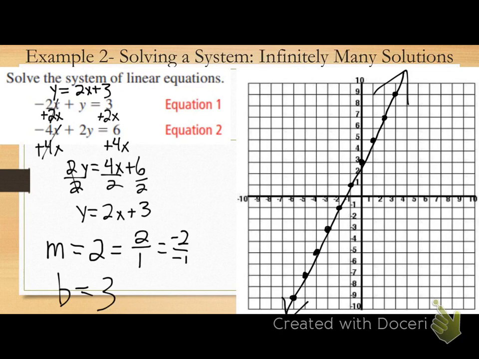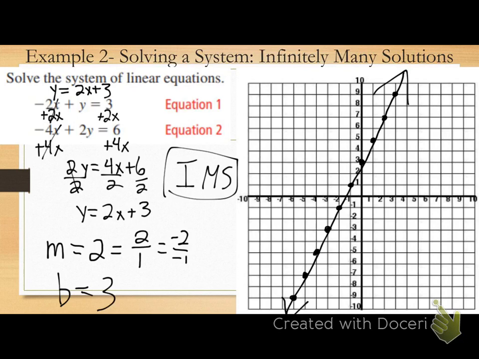So, this is both of my lines graphed on the same graph right now because they're the same slope, same y-intercept. So if we get the same line, once again, what's our answer? IMS, infinitely many solutions. Because we're looking for the point of intersection, these two lines are intersecting at every single point, forever and ever and ever, because they're the same line.